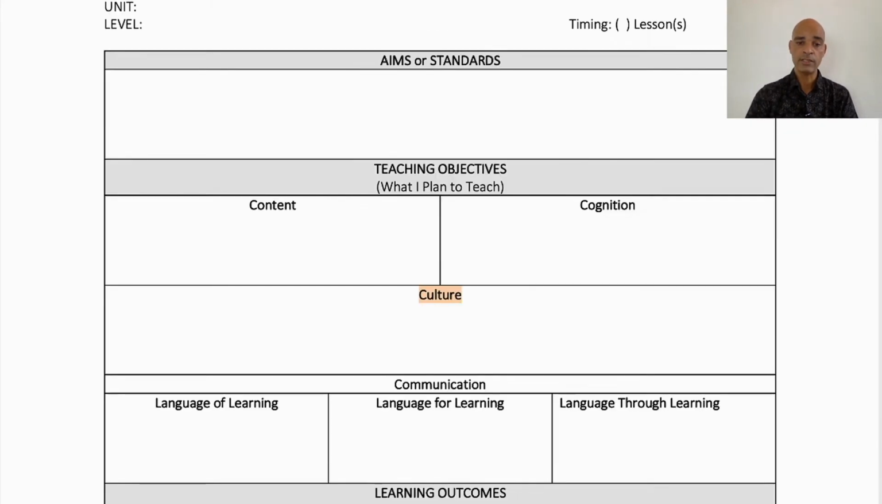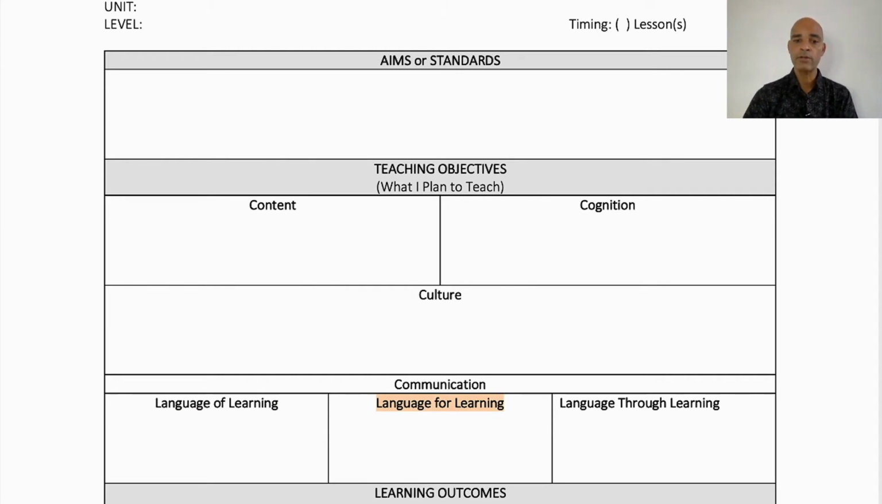And communication is what language will my students need, or what type of language will be necessary for meeting the language and cognition and cultural objectives. And here we're talking about language of learning, which is, in summary, language that relates to the content that you're teaching. Language for learning, which is the language that they will need to engage with the content.